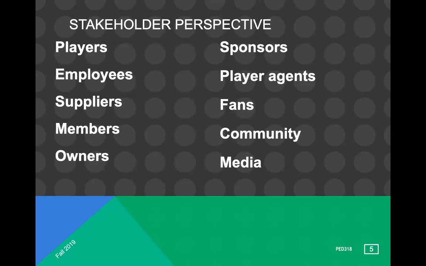So the stakeholder perspective, all of these people pretty much have the same end goal in mind. It's to win games and make more money, but they all have slightly different perspectives. So players and fans are going to have different perspectives on the job and the game. The players are playing for their jobs basically, whereas the fans, it's an interest to them. Employees, members, owners, everybody has a very different perspective in the function of the game.